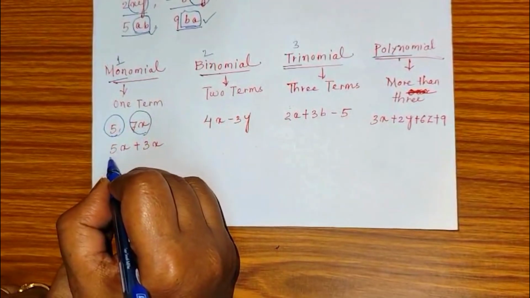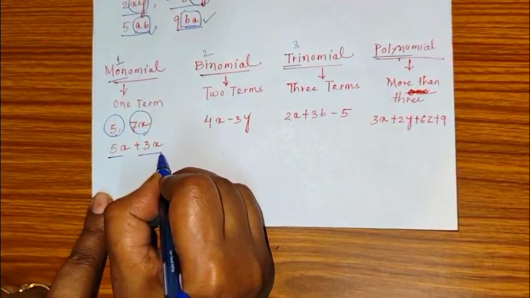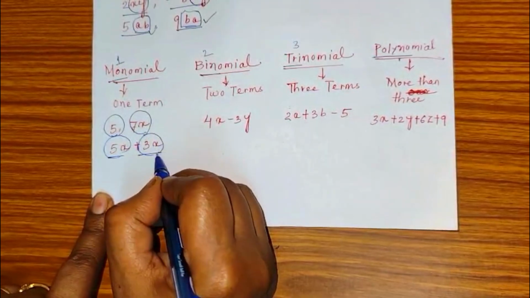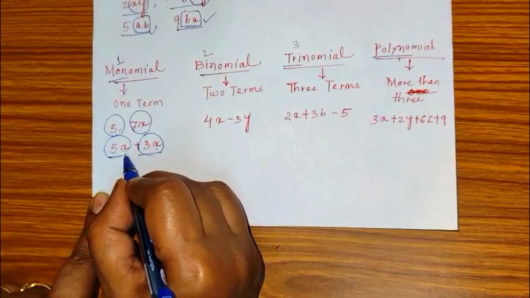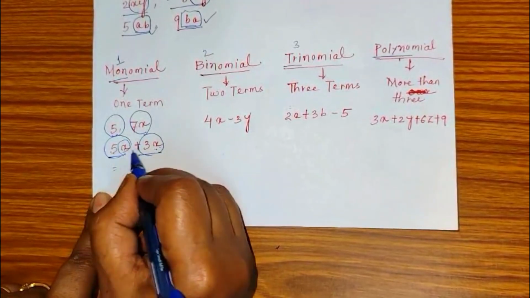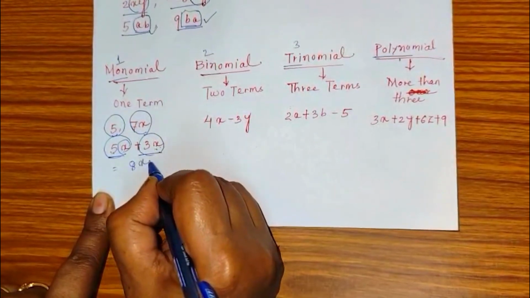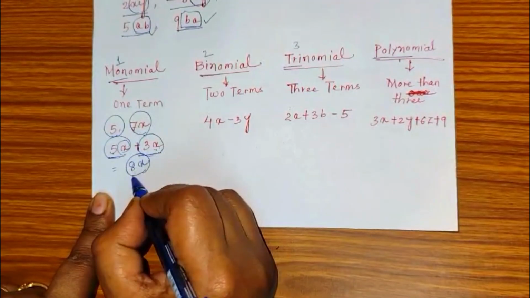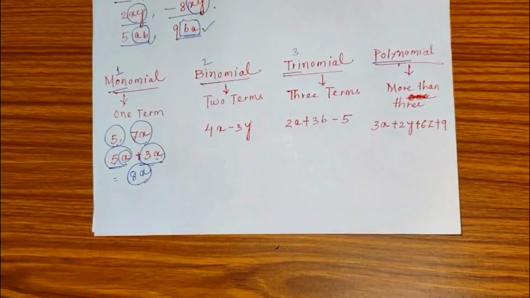If they have given like 5x plus 3x, though there are 2 different terms, this is monomial. Why? You can add this 5x plus 3x because the variable is same. So 5x plus 3x is equal to your 8x. So this is a single term. Okay. So this is nothing but your monomial.